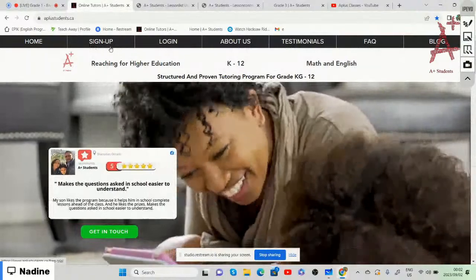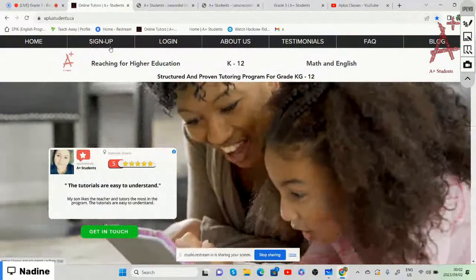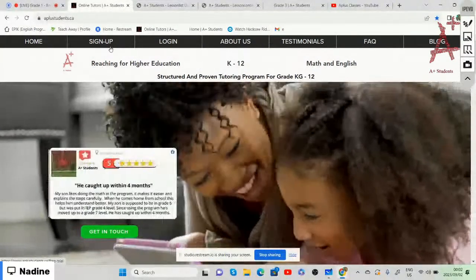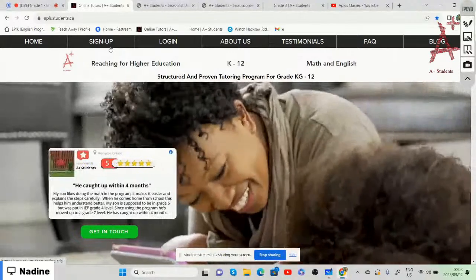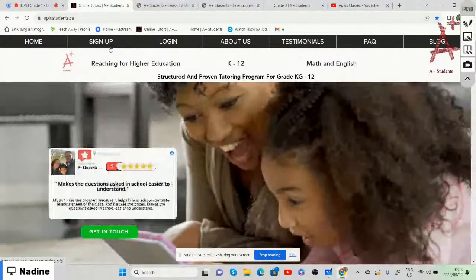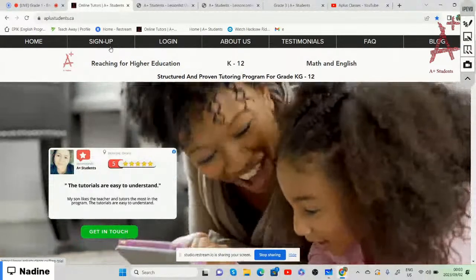All right, so for today, we are going to be doing our grade one English lesson on possessive nouns. In our previous lesson, we did possessive pronouns, so now we're going to be doing possessive nouns.